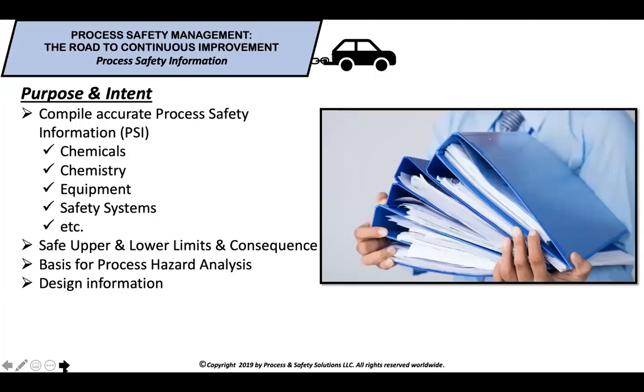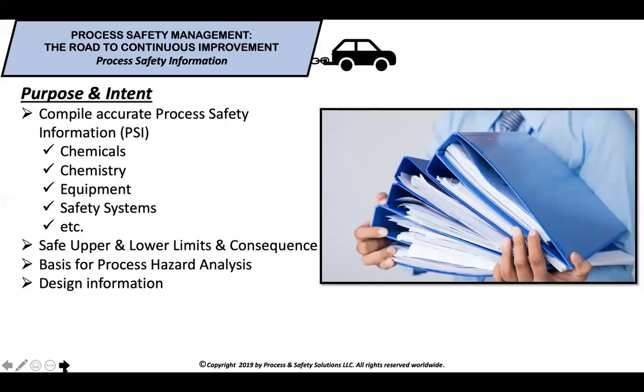So the purpose and the intent of the process safety information, like we said earlier, is to compile accurate process safety information, or PSI. It has to do with chemicals, chemistry, all of your equipment, and all your safety systems. Many times I say if it's on a P&ID, then you must have process safety information regarding that equipment, the chemistry, how it is built, the materials of construction, et cetera, et cetera.